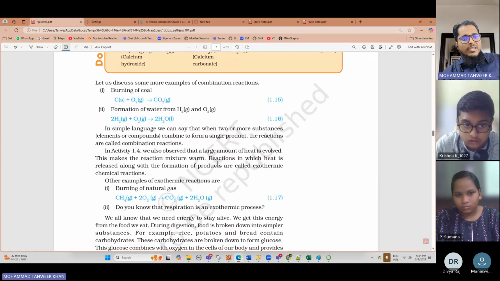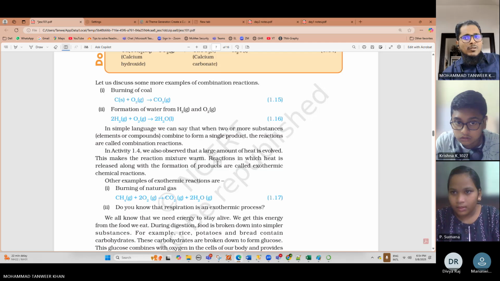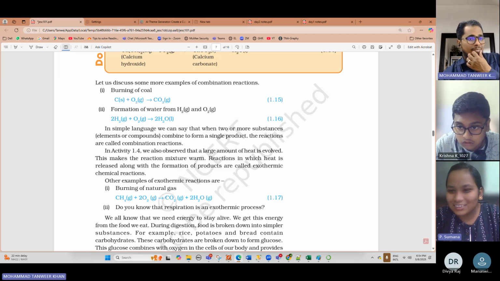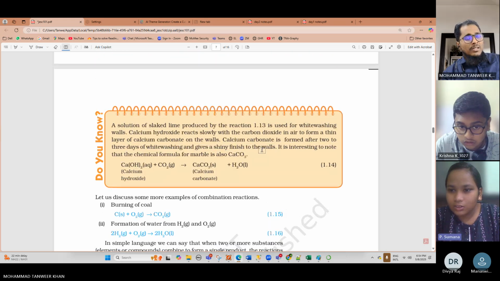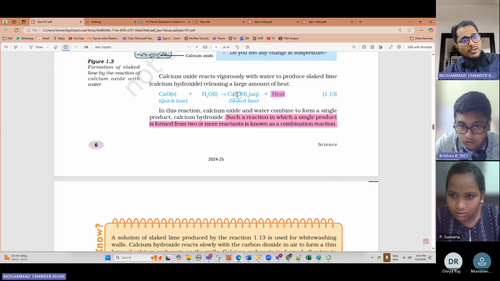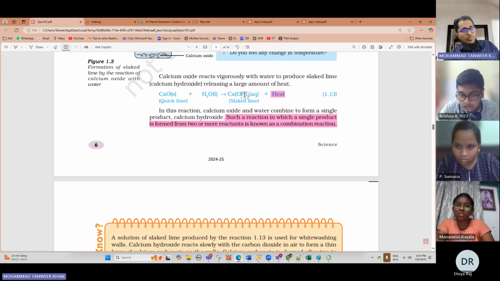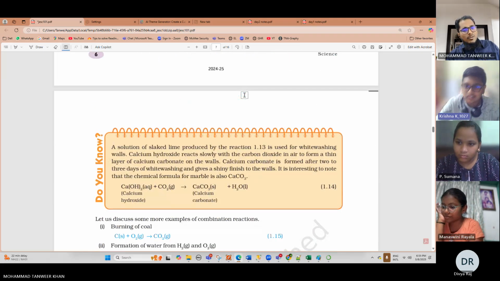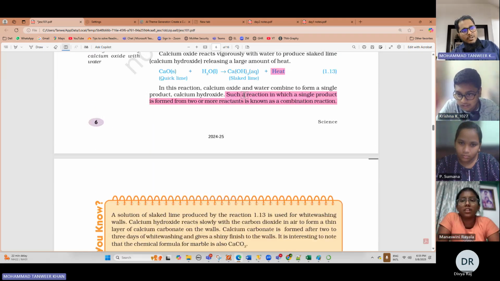So what is the formula of slaked lime? Calcium hydroxide. Ca(OH)2. It is known as Ca(OH)2, the OH is taken twice. You have to pronounce it that way.